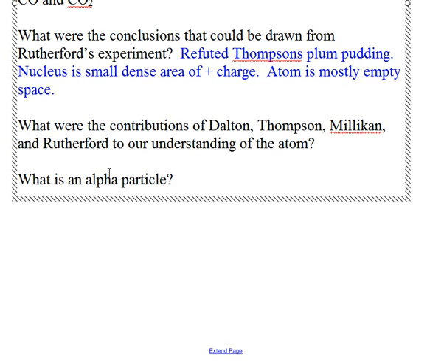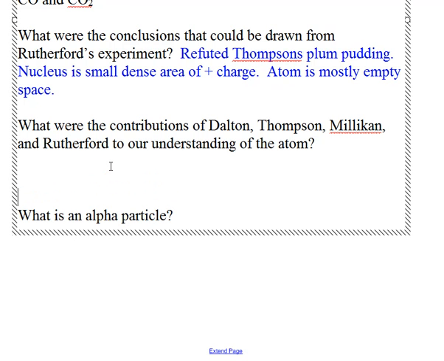What were the contributions of Dalton, Thomson, and Millikan? Dalton is the atomic theory. Okay, some of that was wrong. For example, atoms of the same element are identical, Dalton said, and that's not true. And Dalton also said atoms are indivisible. That's also not true. Thomson, remember, he did cathode ray tube experiments, and he found the mass to charge ratio of the electron.